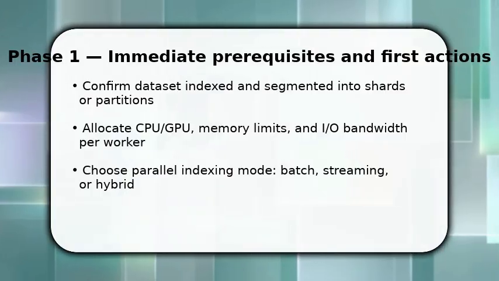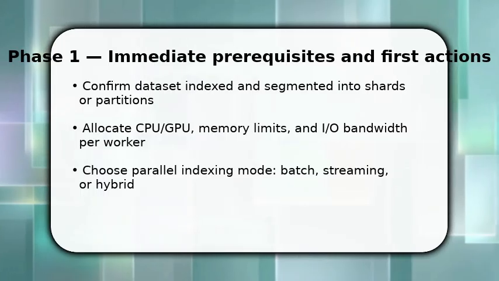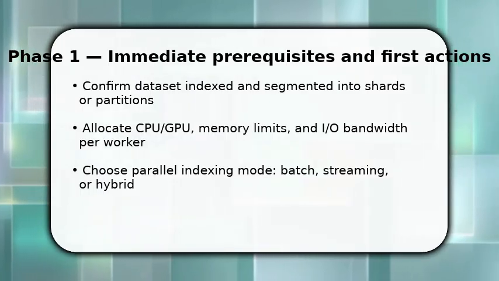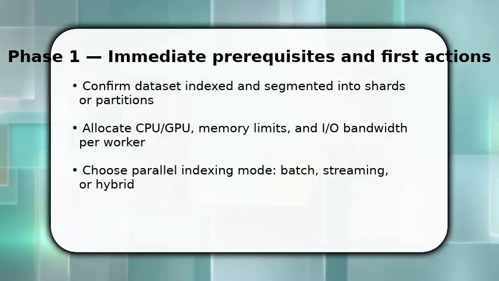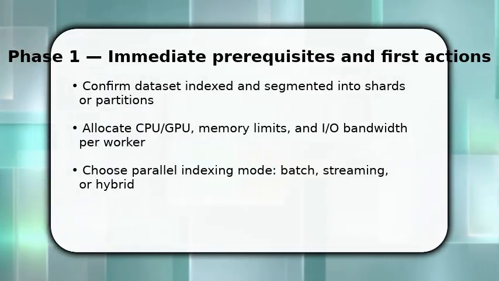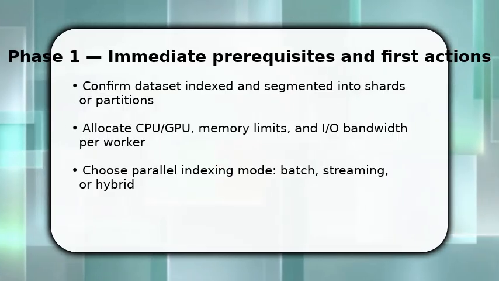You already have your data prepared. Now start the parallel pipeline. First, ensure shards are balanced and metadata aligns with schema so workers don't stall. Next, assign compute resources and cap memory per worker to prevent OOM errors.